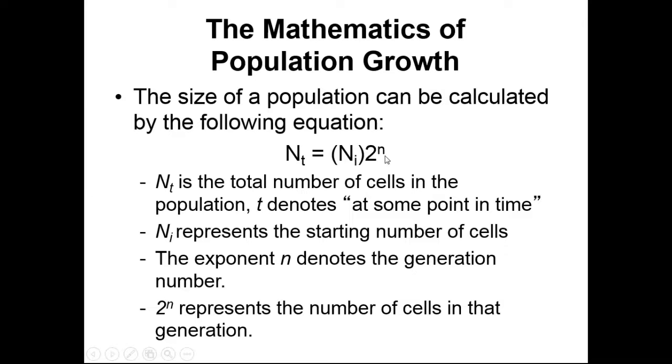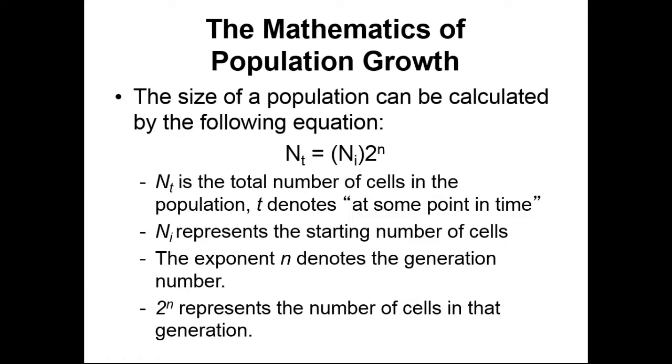So let's say I start off with 1 bacterium and I go through 2 generations. I would plug 1 in for n sub I. 1 times 2 to the second power would be 1 times 4. If I started with 1 bacterium and I went through 2 rounds of doubling, I would have 4 bacteria at the end.